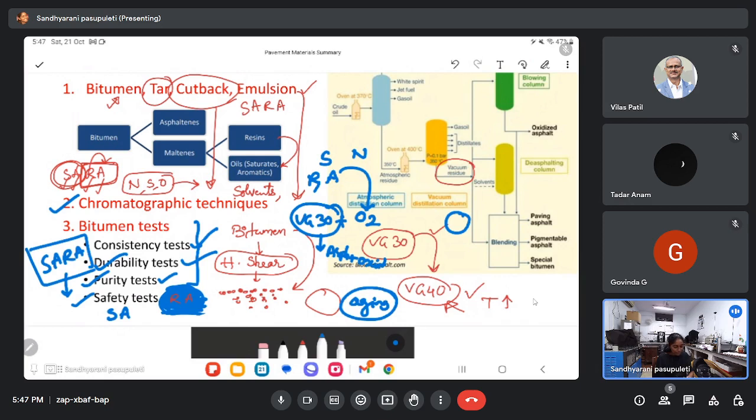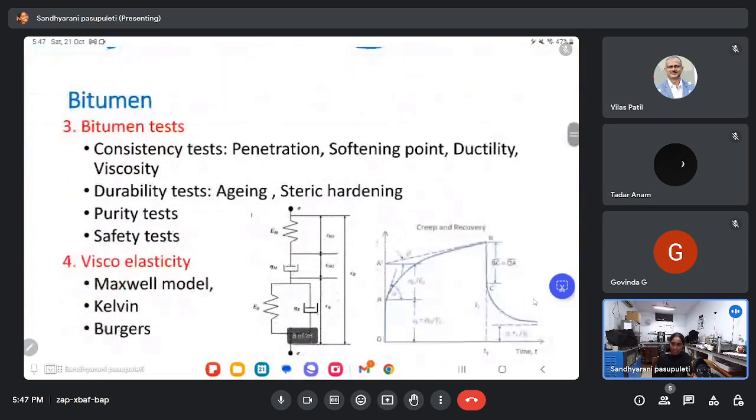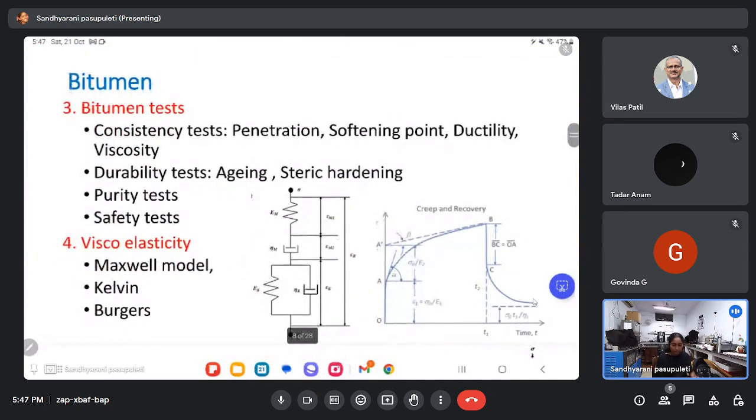And also the safety test. This is the flash and fire point test. We have discussed that. Sometimes when bitumen is being heated, a few fumes come out, and those fumes can catch fire immediately. So we need to understand at what temperature the fumes would catch the flame, so that we can avoid heating the bitumen to that temperature. That is for the safety of the user. So the flash and fire point test is used to understand that behavior.